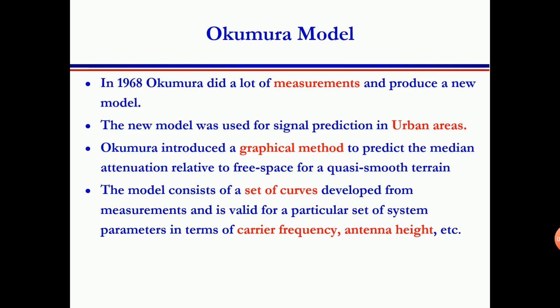In 1968, Okumura did a lot of measurements and produced a new model. As I said, the empirical model is based on data collected from real measurements, and this model is used for signal prediction in urban areas. Okumura introduced a graphical method to predict the median attenuation relative to free space for the quasi-smooth terrain. This graphical method contains a set of curves developed from the measurements, and it is valid for a particular set of system parameters in terms of carrier frequency, antenna height, and so on.